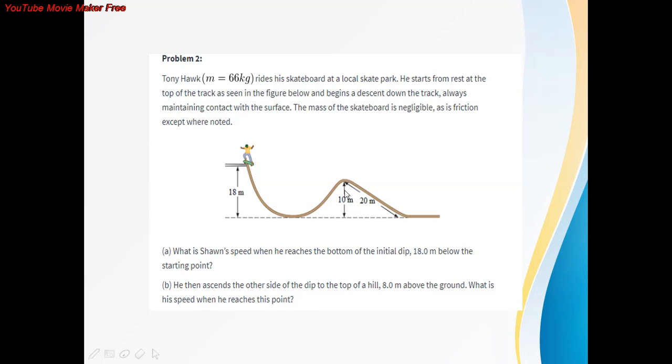So we have to calculate two velocities. First, when this person comes down to this level, and then again when he goes back to this level. So we have to find out two velocities. Now let's start the numerical.